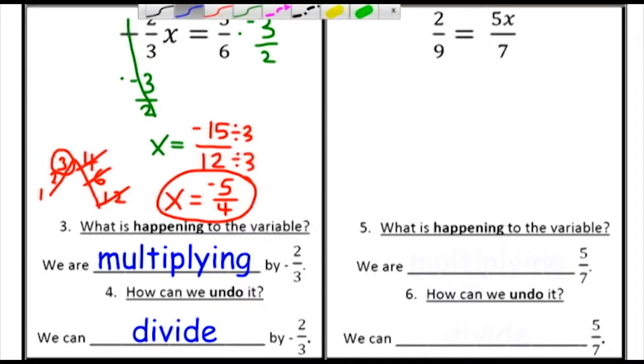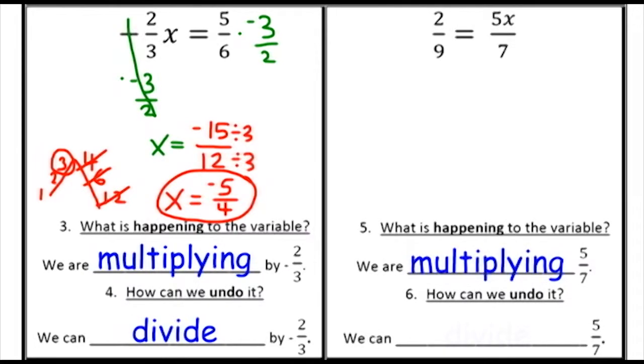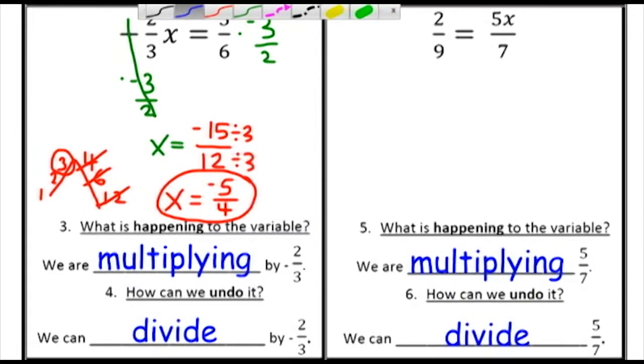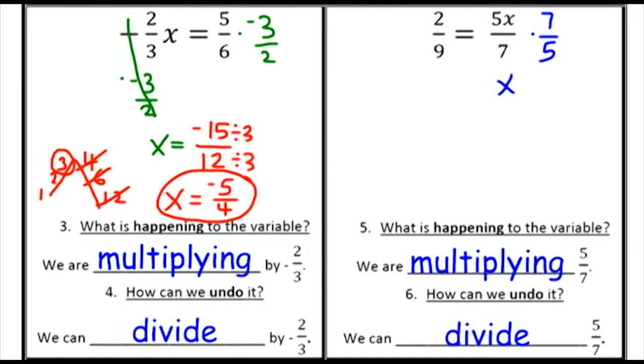Now the next problem we're going to look at, you may see fractions written this way. 5x over 7. That's the same as saying 5/7 times x. So what are we doing? We are multiplying by 5/7. How do we undo multiplication? We divide by 5/7. So again, to divide, I'm going to multiply by the reciprocal. Fractions are a great way to look at the identity. 5 times 7 is 35. 7 times 5 is 35. I'm left with 1x. 35 divided by 35 is 1.